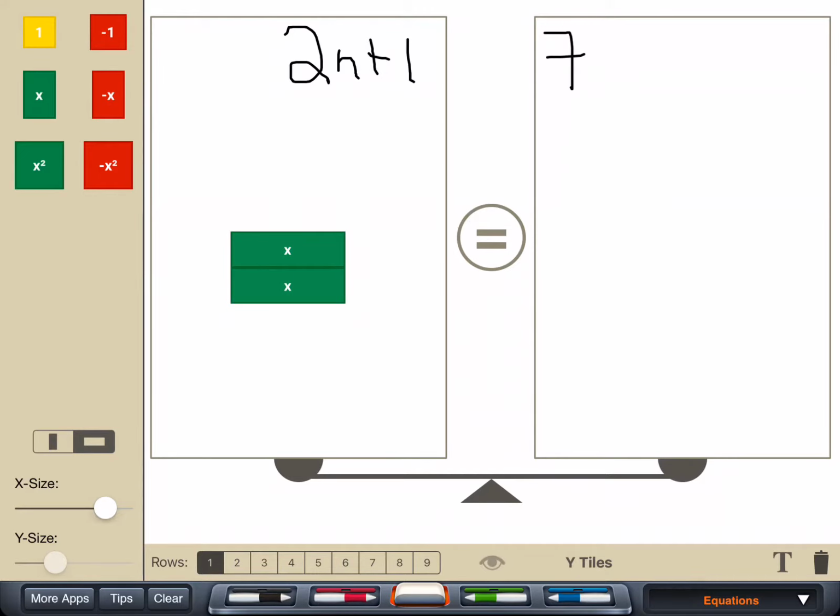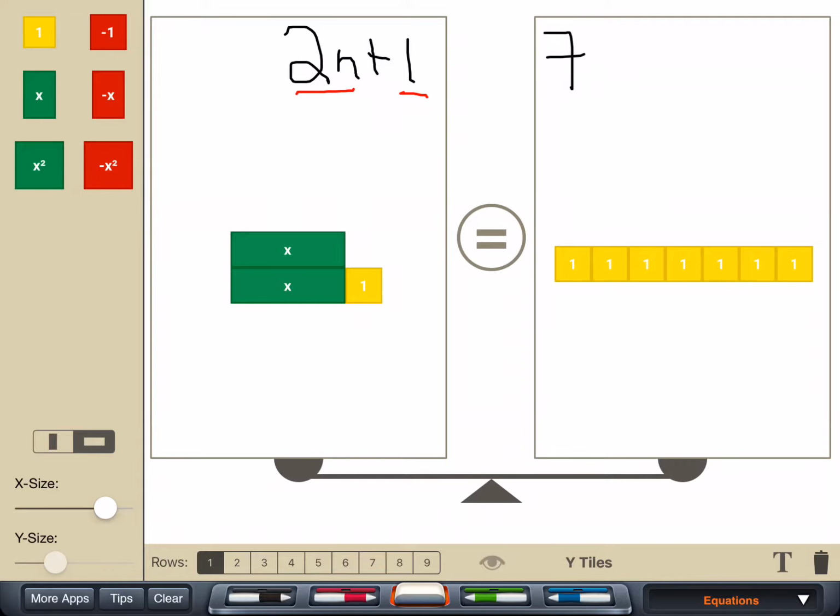So that's my 2n. So I've just represented the first term on the left side, 2n. I also have a 1 that I need to represent, and I'm going to do that by putting a 1 there. So I have 2n plus 1 on the left side. On the right side, I need 7. And everything is positive here, so I'm using my positive 1, 2, 3, 4, 5, 6, 7. I'm using my positive tiles.